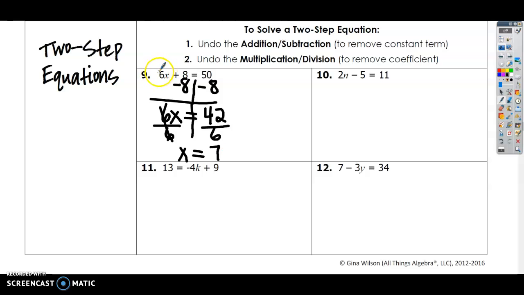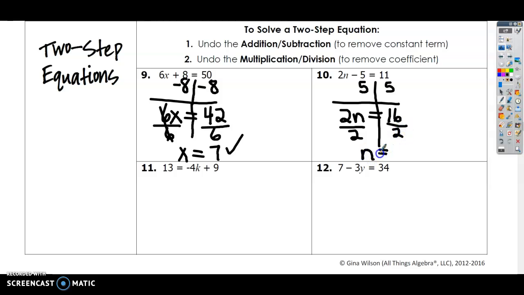Then again, check it. 7 times 6 is 42. 42 plus 8 is 50. So that works. All right, number 10. Undo the subtractions. I'm going to add 5 to both sides. I've got 2n equals 11 plus 5 is 16. Divide both sides by 2. N equals 8. Now, 8 times 2 is 16. 16 minus 5 is 11. Again, you want to check those to make sure that they are correct.